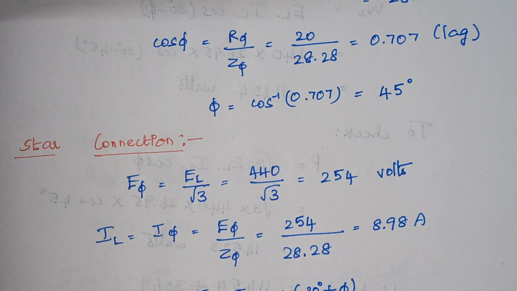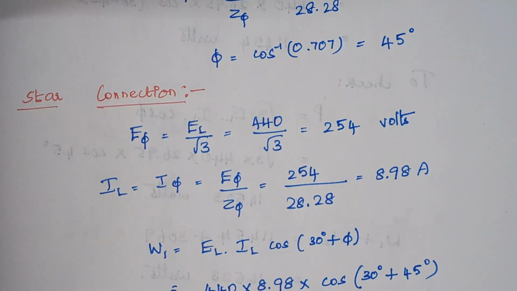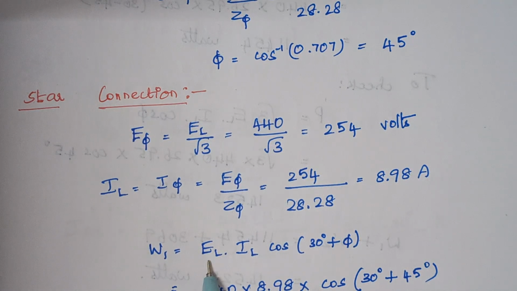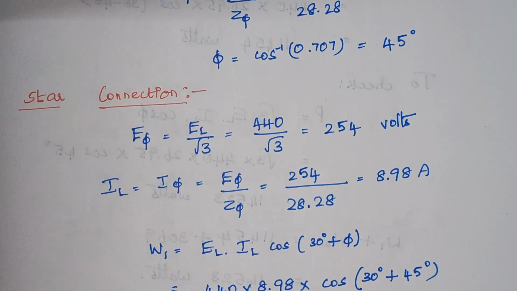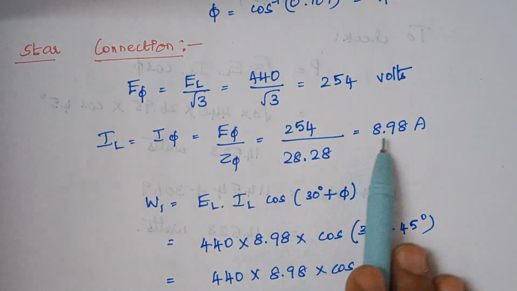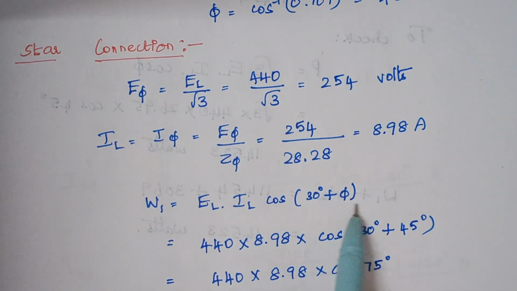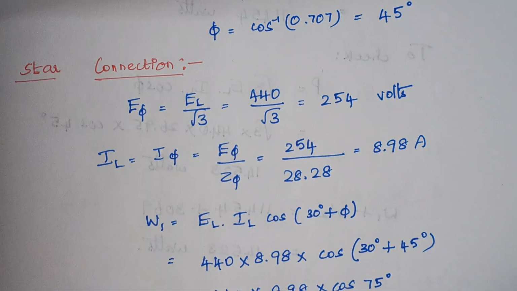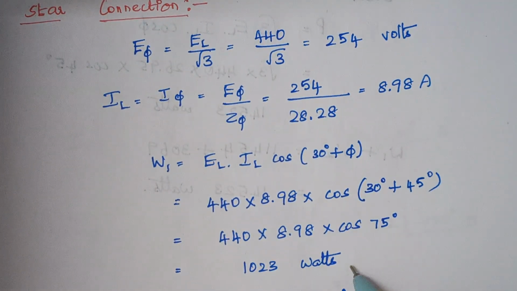Now we find the readings shown by the wattmeters. The wattmeter reading is the power, measured in watts. It is given by EL IL cos(30 plus phi). This is the reading shown by one wattmeter. EL is directly given in the problem, so it is 440. The value of IL we have calculated, and phi is 45 degrees. Substituting the values, the answer is 1023 watts.